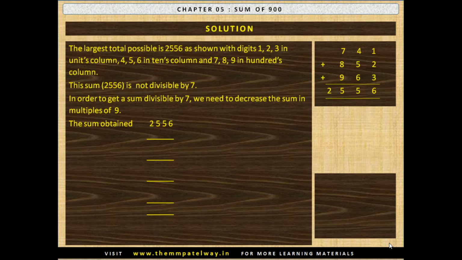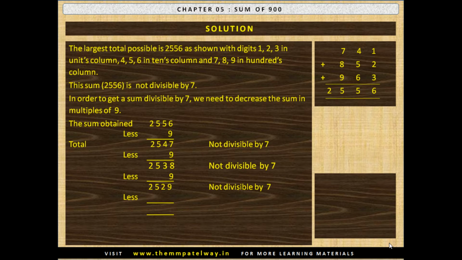The sum obtained is 2556, which is not divisible by 7. Less 9 gives us 2547. Again, this is not divisible by 7. We reduce 9 again and we get 2538. This again is not divisible by 7. Again we reduce 9 and we get 2529. This again is not divisible by 7. We again reduce 9 and we get 2520. This number is divisible by 7.